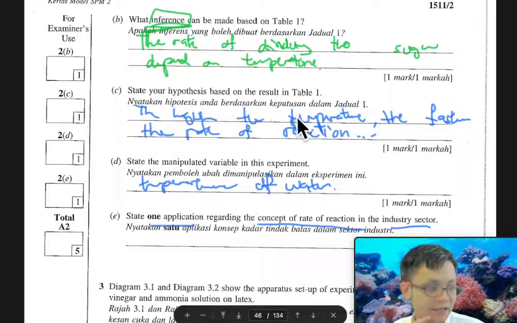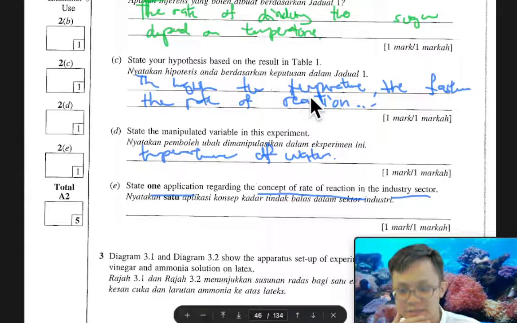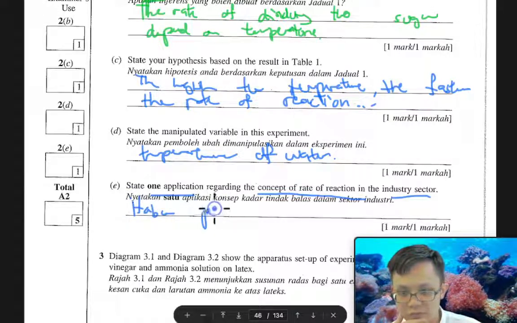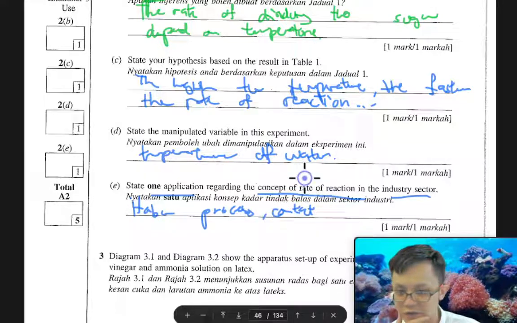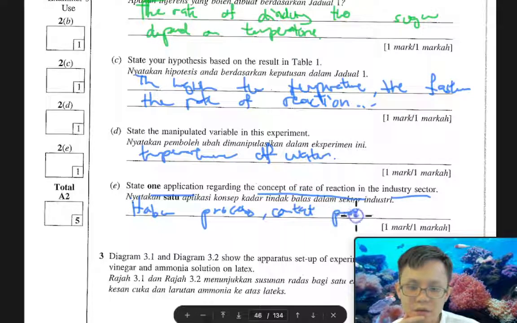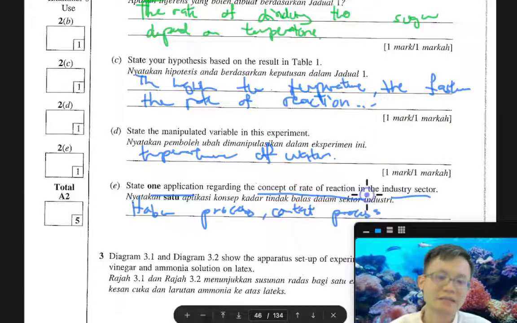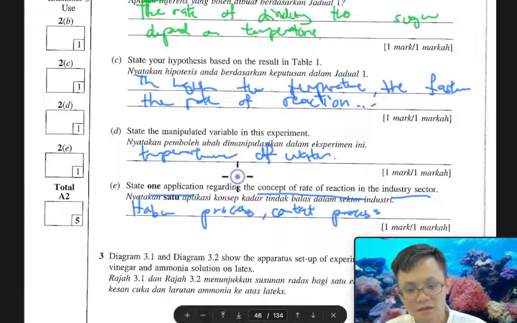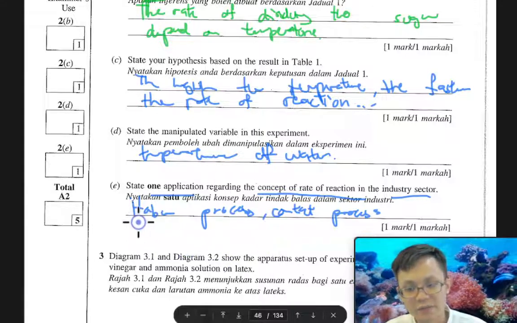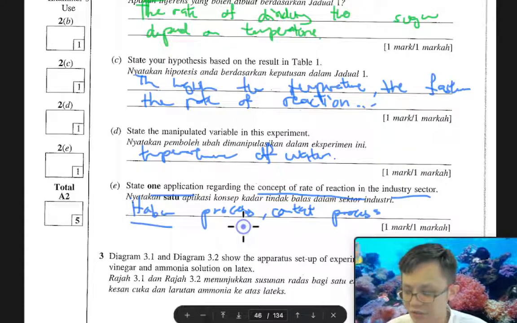For example, we can say Haber process or contact process. Haber process to produce what? Ammonia, correct. Fertilizer. So of course, if you remember the diagram of the Haber process, what is the temperature thing?